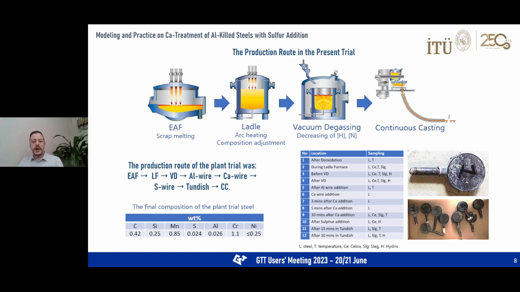Here you see the trial route. Wire additions were done after vacuum degassing and before tundish operation. During trials, steel lollipop and slag samples, as well as temperature and dissolved oxygen measurements, were taken at different points throughout the process.